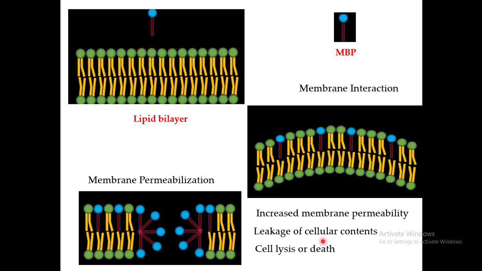So, for example, if this is the lipid bilayer of the roundworm, at the end of the day, the MBP is going to increase its cellular permeability. That is going to lead to the leakage of the cellular content, and that is going to lead to the cell death of the roundworm, for example. We will continue the discussion in the next video.